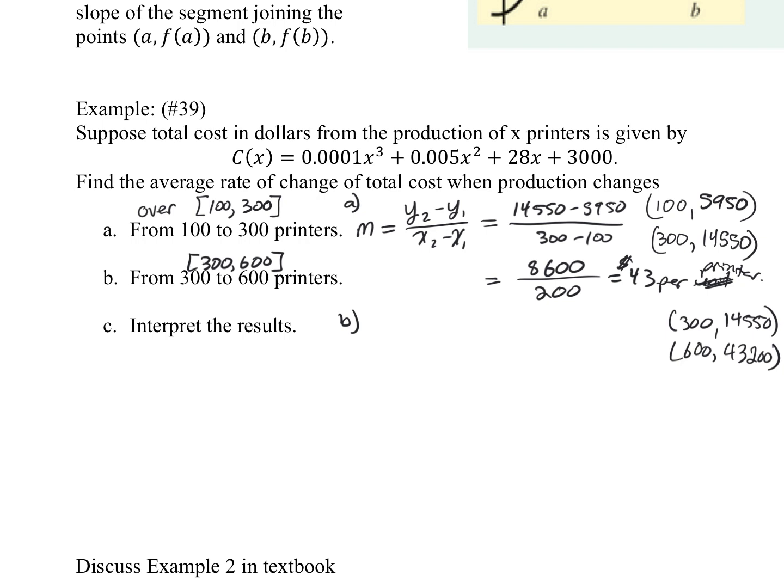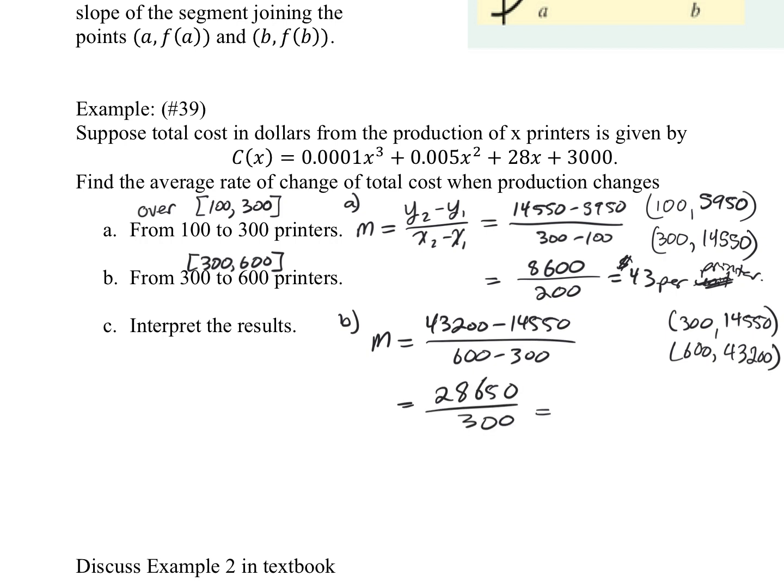And we get 43,200. So then m is equal to y2 minus y1 over x2 minus x1. And let's see what we get. Looks like 28,650 divided by 300 is equal to 95.5, again, dollars per printer.